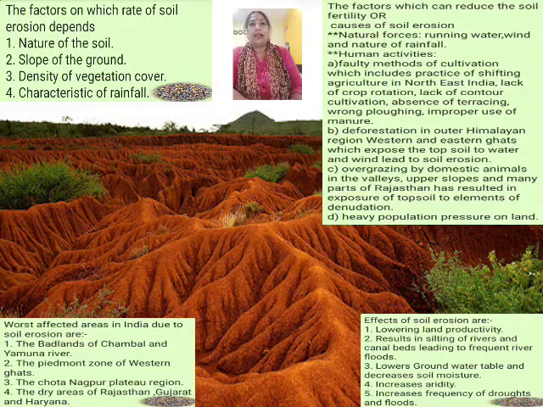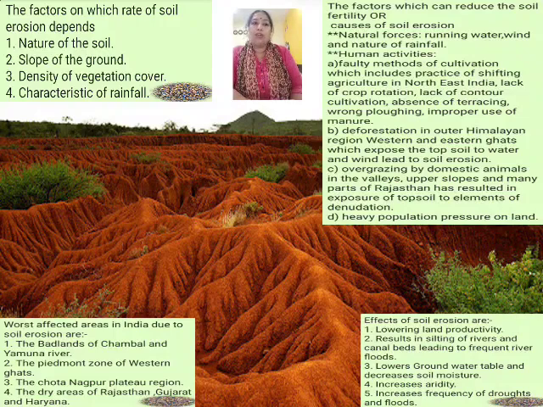Now, what things come under human activities are, first of all, faulty methods of cultivation. Second is deforestation. Third is overgrazing by domestic animals. And the fourth is heavy population pressure on land. Students, you can see huge information is being fetched on the screen under these headings. Kindly learn it also. It will help you in giving objective answers.